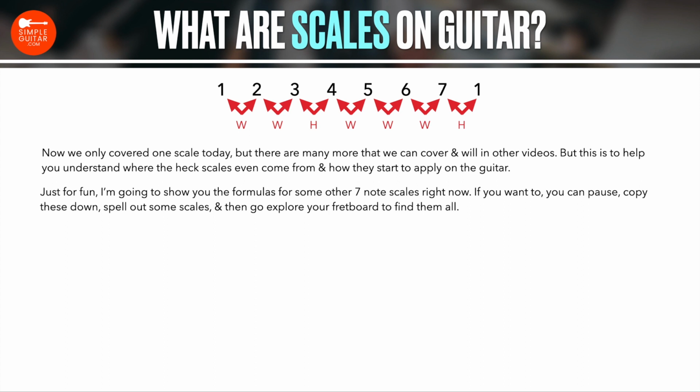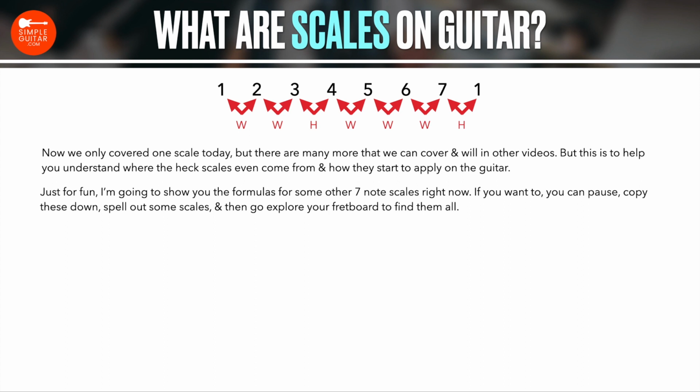And if you want to, you can pause, copy these down, go find and spell out some scales, and then explore your fretboard to find them all. You are more than welcome to do that because, like I said, we did the C major scale today and we did the G major scale. I recommend that you go find and write out and then play on your guitar all the other major scales that you can find, right? Start on any fret on your sixth string or on your fifth string and find the major scale from there and write down what the notes of those are.